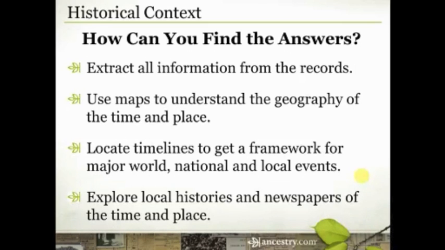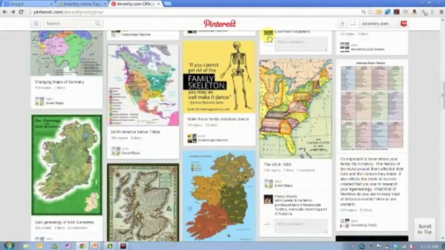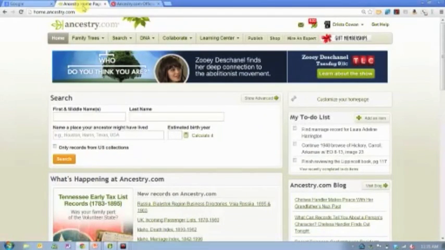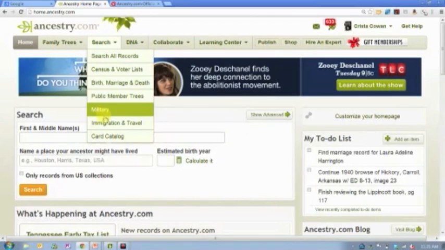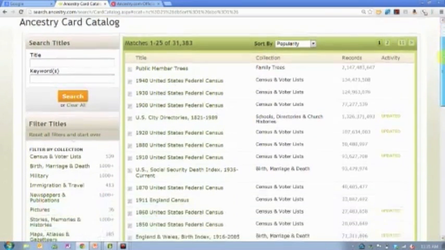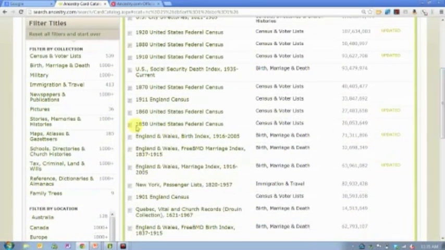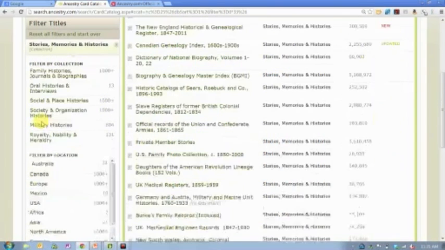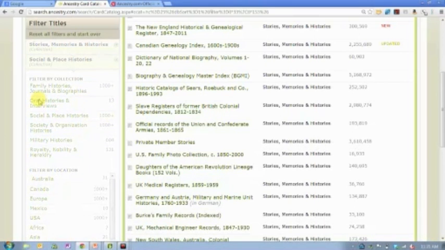And again, even if your ancestor is not mentioned in them specifically by name, you can start to get a feel for the community that they lived in and the life that they lived, the kind of things in their environment that affected them. Here's where you're going to find those on Ancestry.com. If you come into Ancestry.com and you hover over search, you're going to click on that card catalog. Scroll down here to these filters, and you're looking for one that says stories, memories, and histories. And then you have a few options. The ones that I'm particularly fond of are the social and place histories.